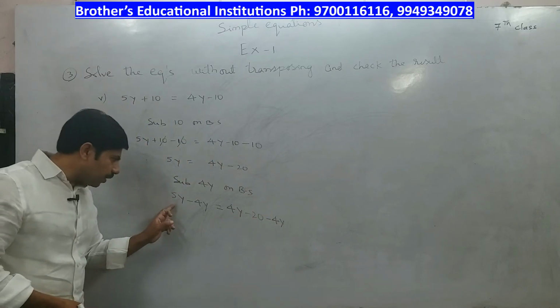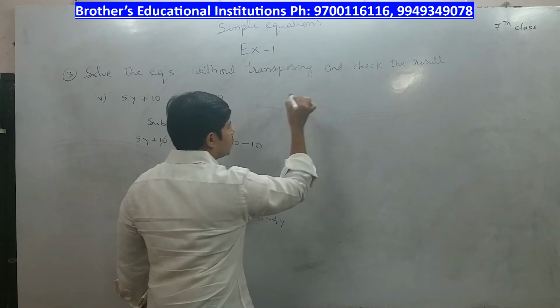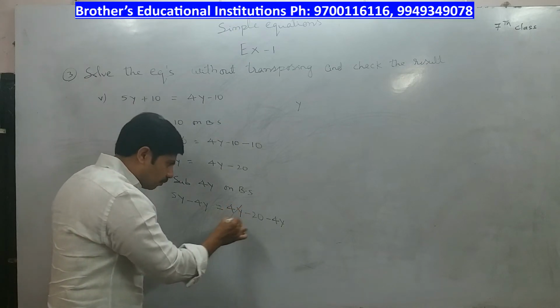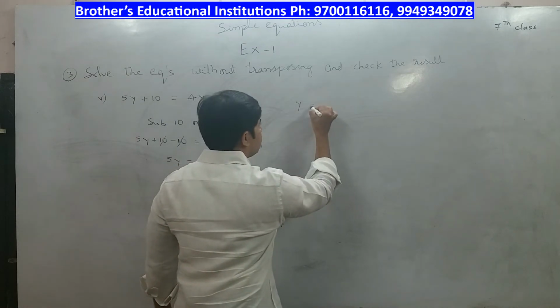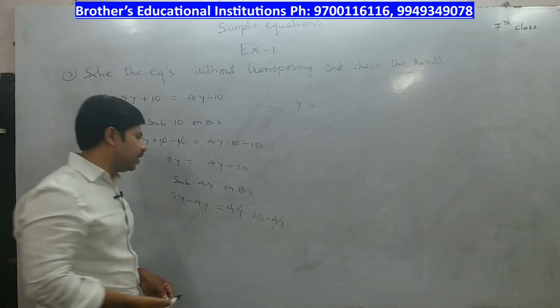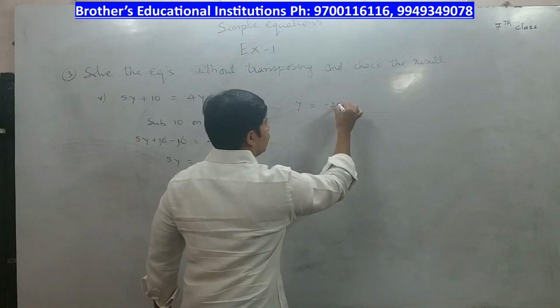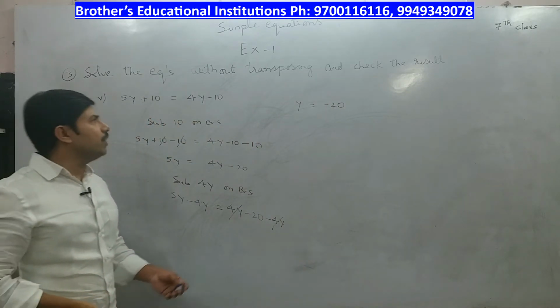So what is 5y minus 4y? It is y. y is equal to, 4y minus 4y cancels, so we are left with a constant. That constant is nothing but minus 20. So I'll write minus 20. So what is the value of y we have? Minus 20.